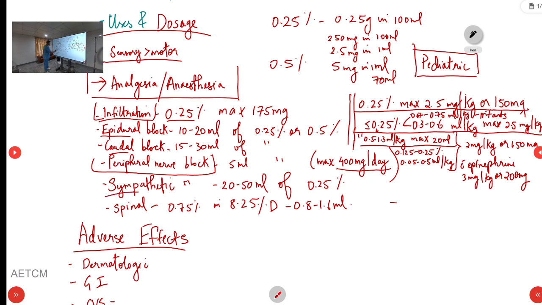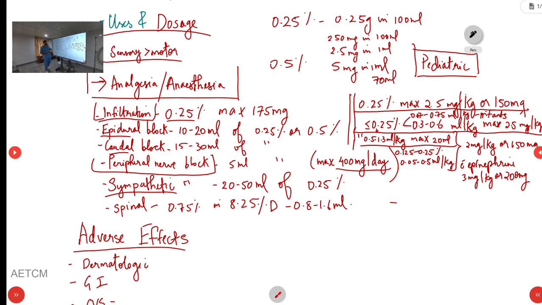Then sympathetic nerve blocks also we can give, that is higher ml is required, 20 to 50 ml of 0.25 percentage is required, whereas spinal one we give it as an infusion, or we can give it as a loading dose infusion, like that we can give. So that we usually mix it with dextrose. So that is available as we can get ampules which is already mixed with dextrose. So here we can use a concentration of 0.75 percentage in 8.25 percentage dextrose, and we can give around 0.8 to 1.6 ml. So that is basically the dosage.